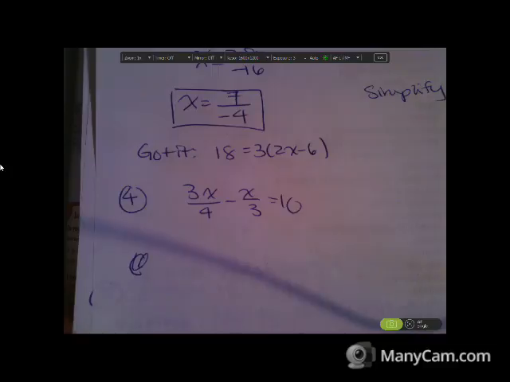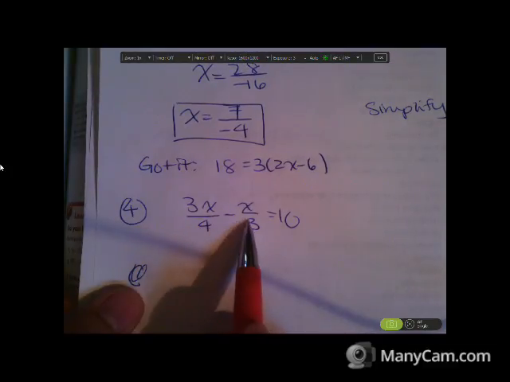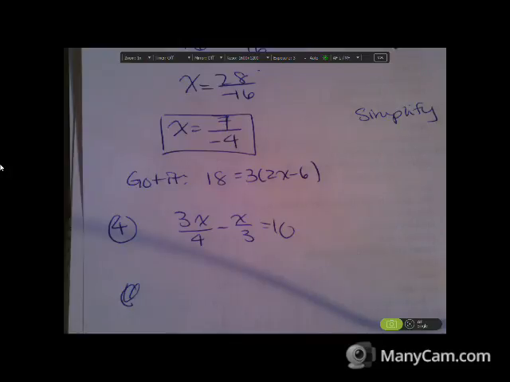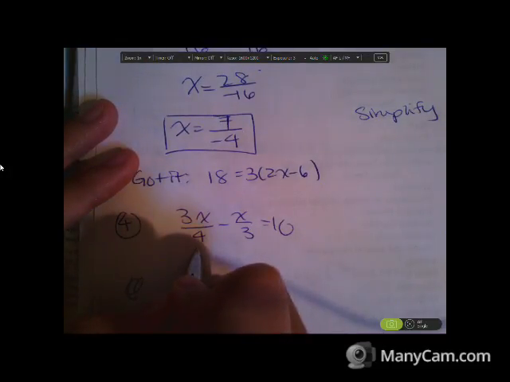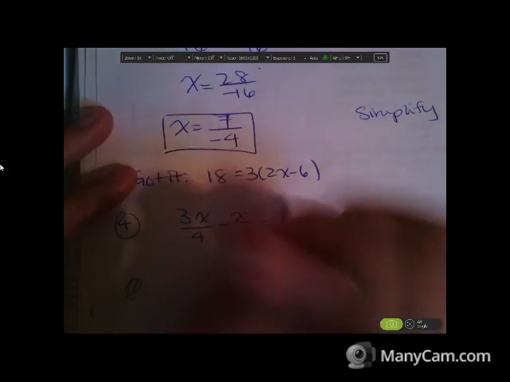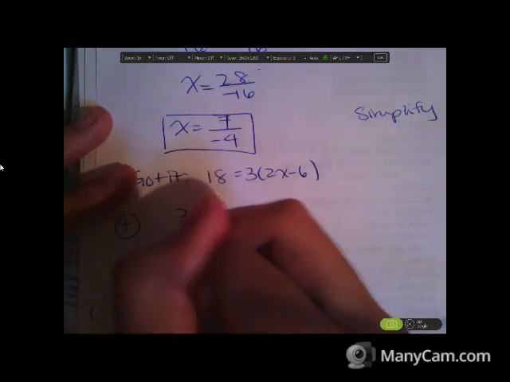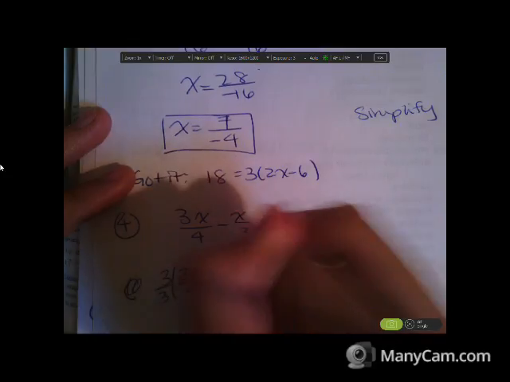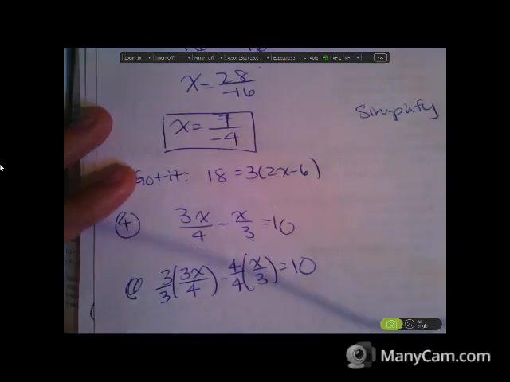Number 4 is, what is the solution to 3x divided by 4 minus x divided by 3 equals 10? So the book shows you 2 different ways. This is the way I'm going to do it. So, first things first, when adding and subtracting fractions, I need common denominators. So, I figure that 3 and 4 both go into 12, so I'm going to multiply this one by 3 over 3, and we'll multiply the second fraction by 4 over 4. That's just going to equal 10.